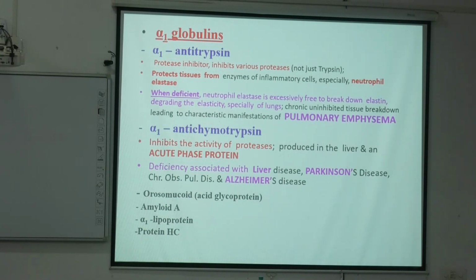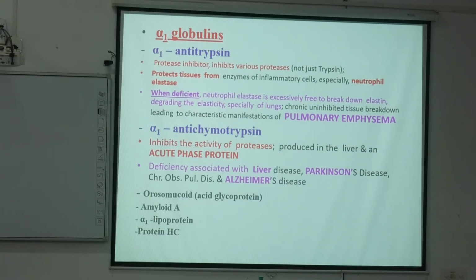See, trypsin is a proteolytic enzyme. So antitrypsin means it is antiproteolytic. So it is a protease inhibitor, so it inhibits various proteases. It protects the tissue enzymes from inflammatory cells, especially neutrophil elastase. Now, the importance is that when this enzyme is deficient, neutrophil elastase destroys the pulmonary structure.